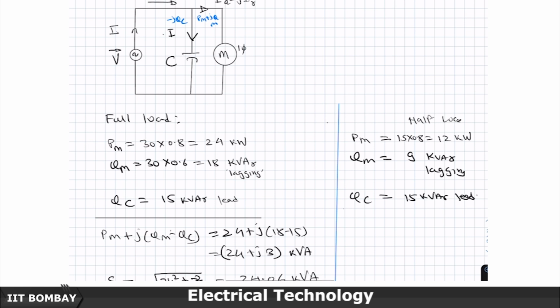So, when you do the sum total of all this, you are going to get Pm plus j Qm minus Qc equal to 12 plus j 9 minus 15. So, 12 minus j times 6, again kilovolt amperes.